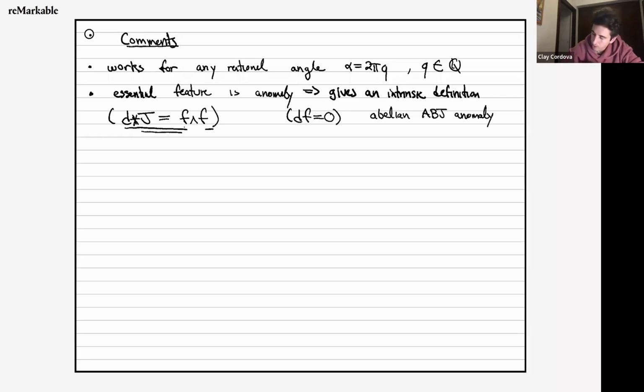Okay, but those are some chest-beating comments, so let's talk about some technical features. So, this acts on local operators in the standard way. That's the first thing.